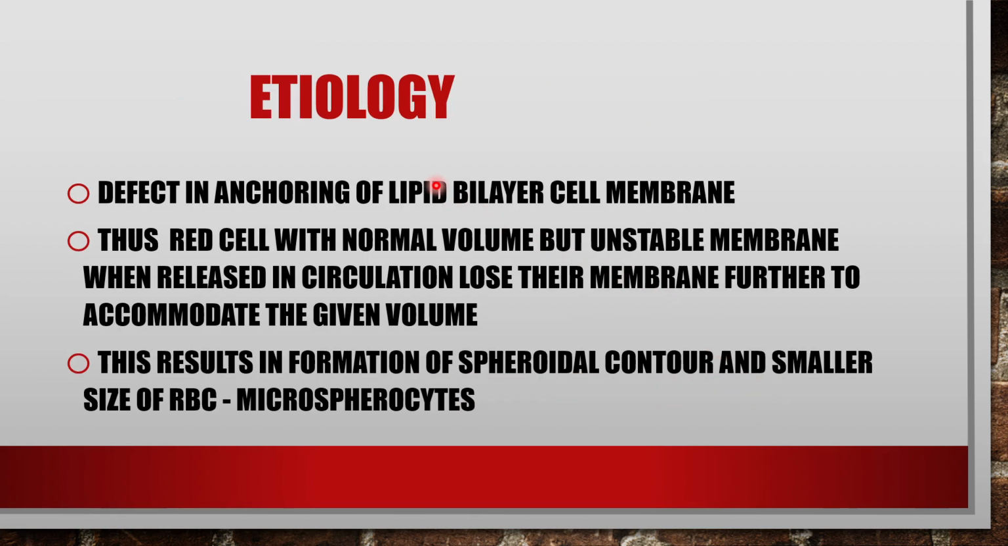So let us look into the etiology of it. As I already told you, this is caused due to defective anchoring of lipid bilayer to the cell membrane. Thus, the red cells with normal volume but unstable membrane, when released in circulation, lose their membrane further to accommodate the given volume. This results in the formation of spheroidal contour and smaller size of RBCs known as microspherocytes.